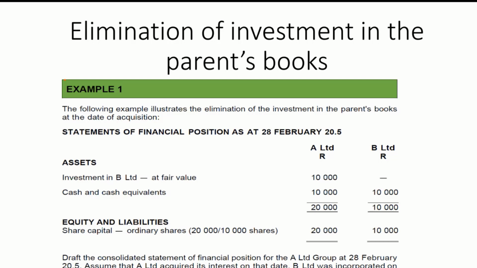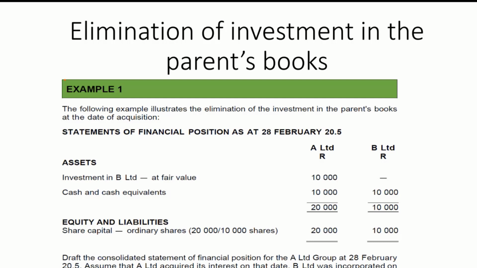Good. So we can see the cash and cash equivalent. When we prepare the consolidated financial statement, what would be the cash and cash equivalent of the combined, consolidated financial statement? What would be the amount? 20,000. How did you get 20,000? Because we combined A and B. Good. Cash and cash equivalent.